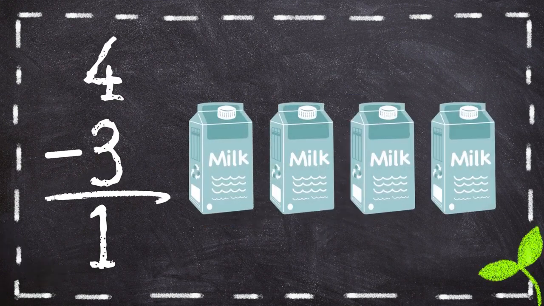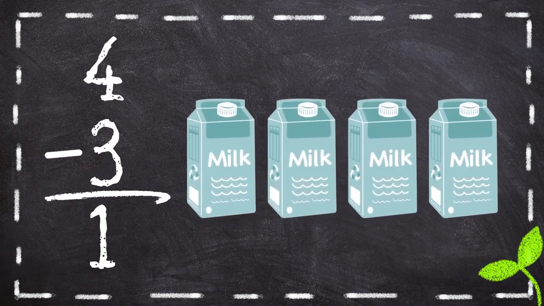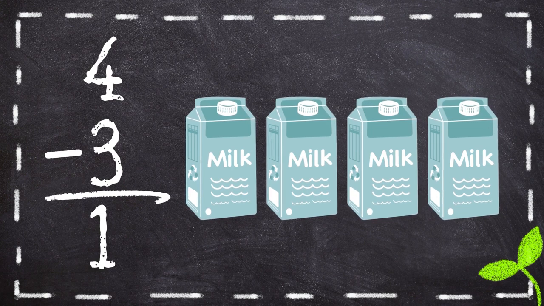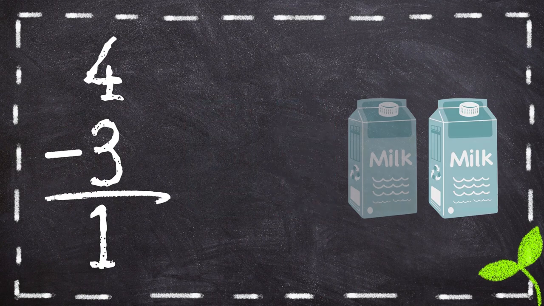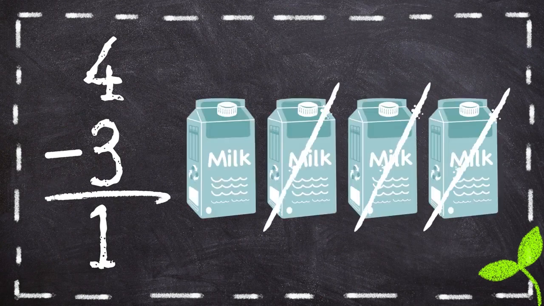Your father bought 4 bottles of milk. 3 are being used. How many will remain? Only 1. Other 3 are used already.